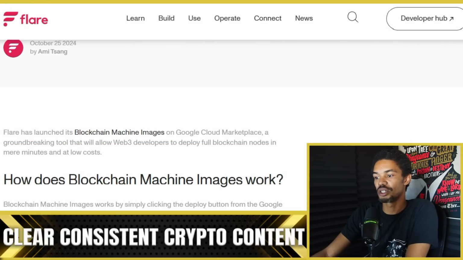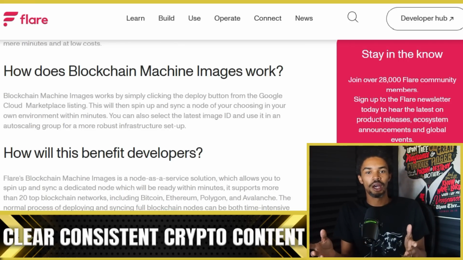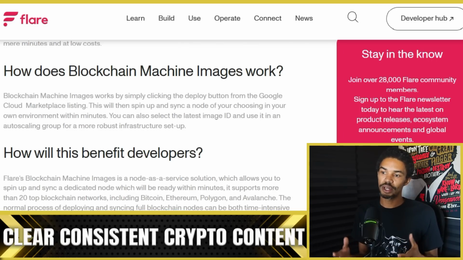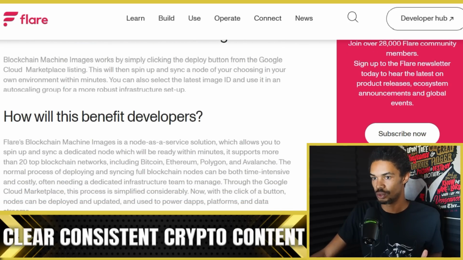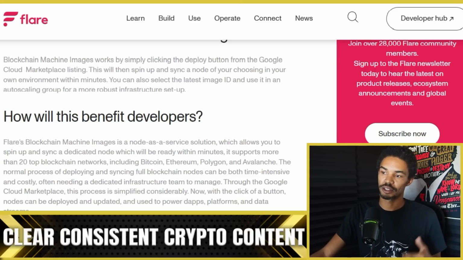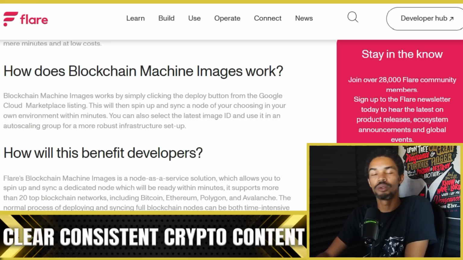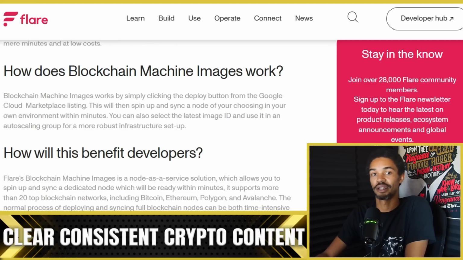FLR's blockchain machine images. First of all, what is a blockchain machine image? I like how they worded this. Well, simply what FLR Network and Google Cloud now allows developers to do is, I'll use the wording that they have here: this will spin up and sync a node of your choosing in your own environment within minutes. You can also select the latest image ID and use it in an auto-scaling group for more robust infrastructure setup. So what this is doing is making it easier for developers who use Google Cloud to connect with particular blockchain networks. And in this case, it would be the blockchain networks that are connected to FLR.